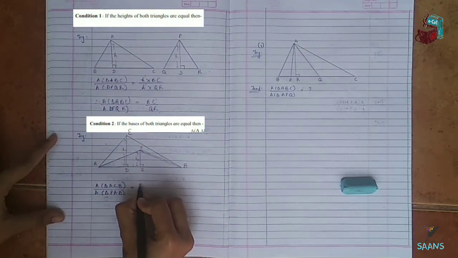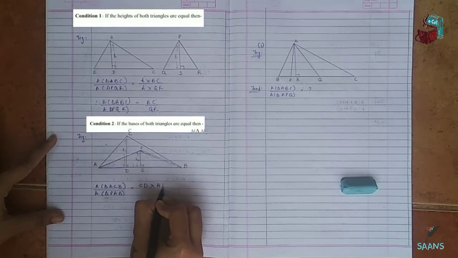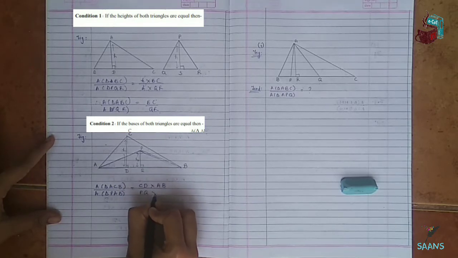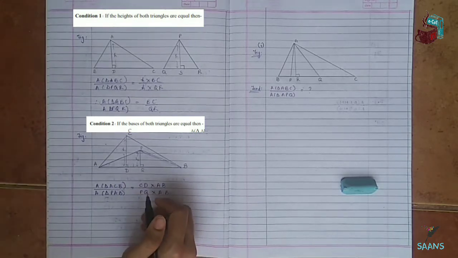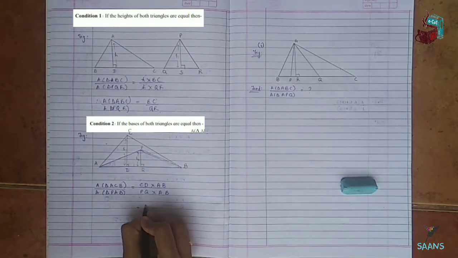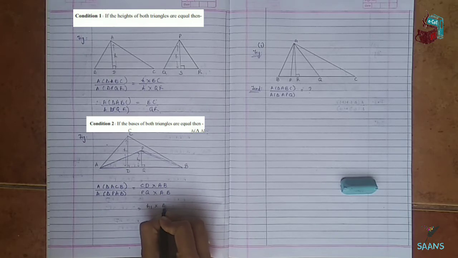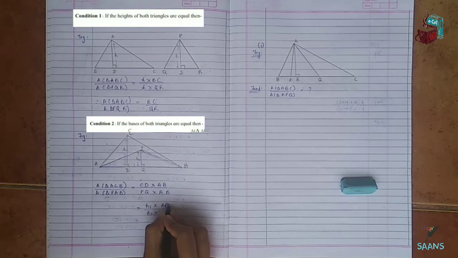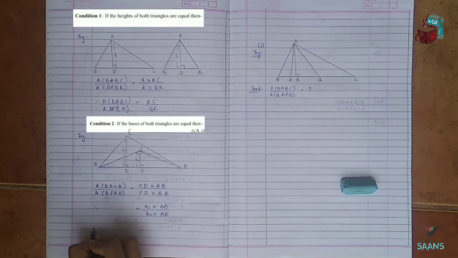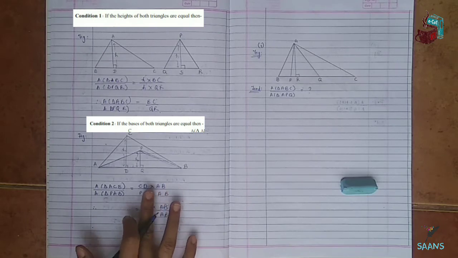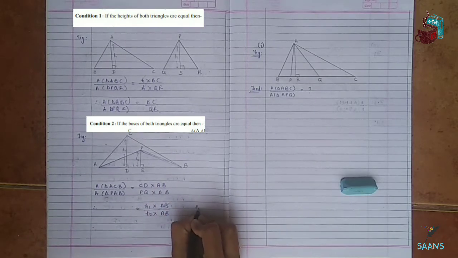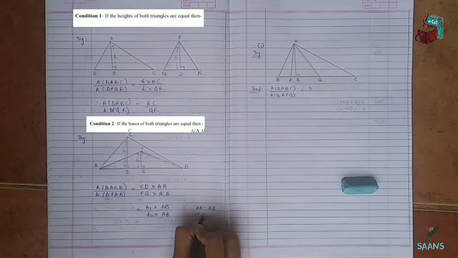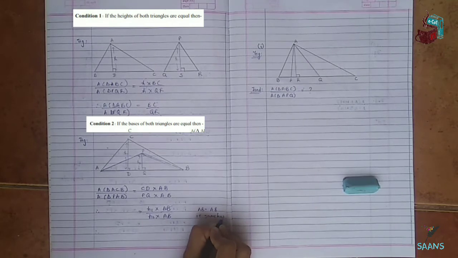That is CD into AB upon PQ into AB. CD is nothing but H1 into AB upon H2 into AB. AB is common, gets cancelled. Actually, in geometry you cannot cancel like this. You can just write AB is equal to AB, or say that it is the same base. So we do not need to cancel it.